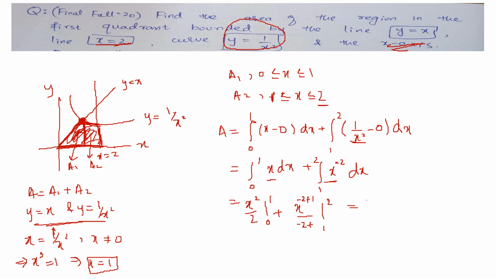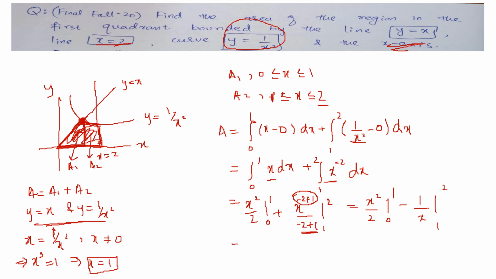Let's simplify this term first. This is x square by 2 from 0 to 1, and in the denominator of the second term we have minus 2 plus 1. This gives us minus 1, so this is minus, and x raised to power minus 2 plus 1 is x raised to power minus 1. So let's take it in the denominator. This is 1 over x, limits from 1 to 2.